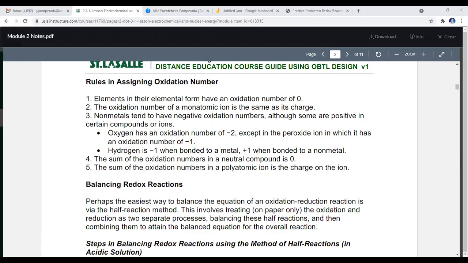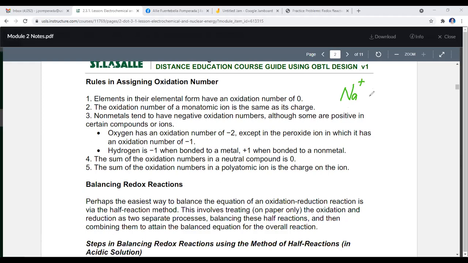So one ion, for example, I'll just write here an example. In the case of sodium, it's a monatomic ion because it's only one. So its charge here, which is positive one, is automatically its oxidation number.